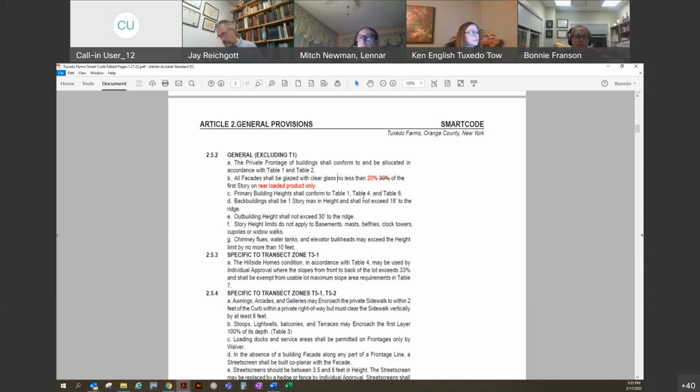I have a very basic question. Does glass in the garage door make a difference in this calculation? Not enough. Okay. It doesn't move the needle enough to leave this as is. We absolutely looked at that, Ken. No doubt about it.